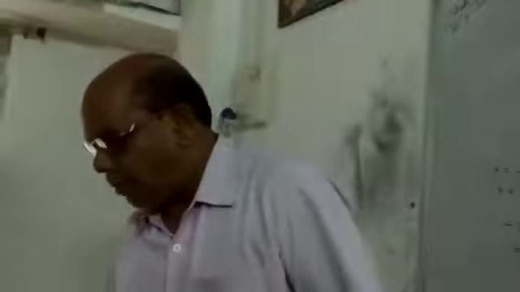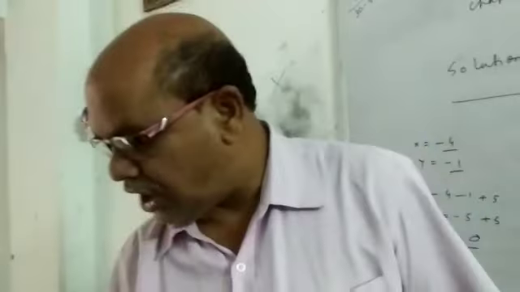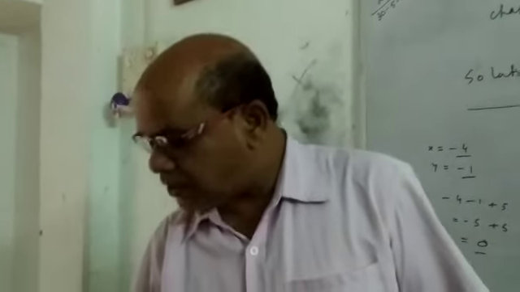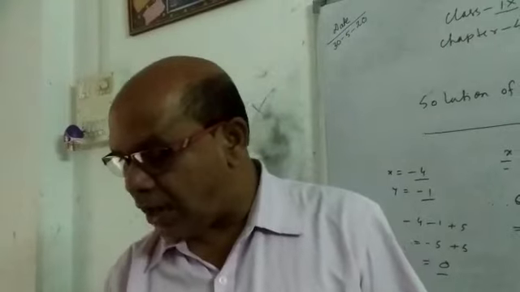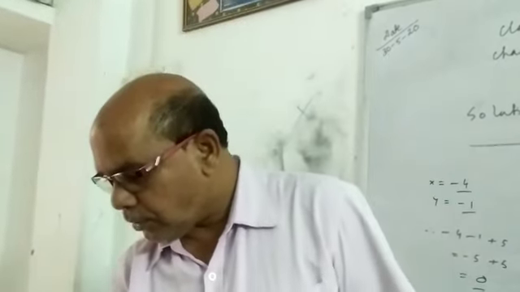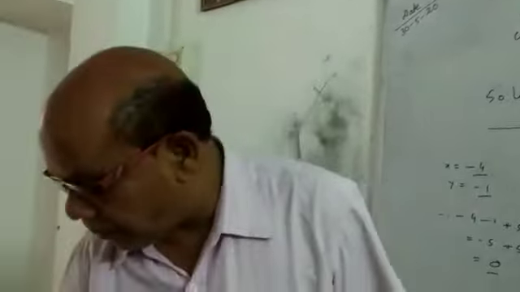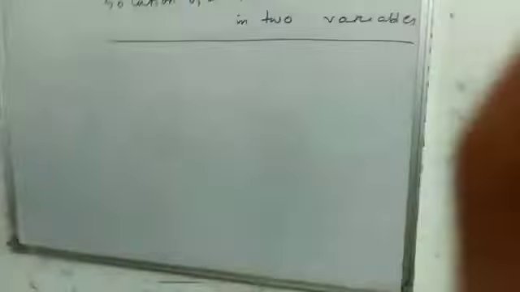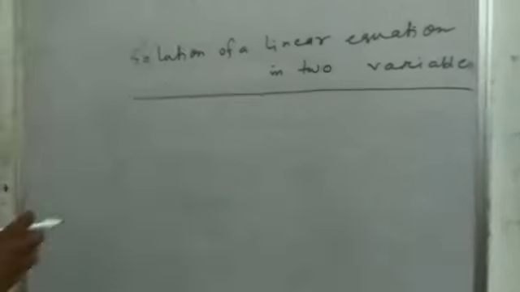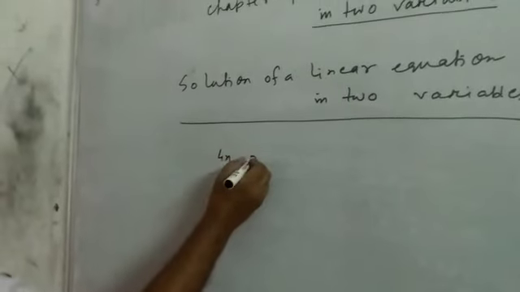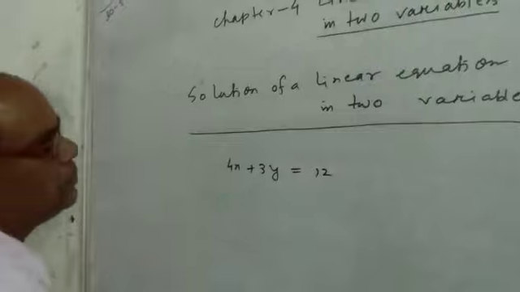Now you see the page numbers, 68, 69. Here so many examples are given about the solutions of linear equations. So one more example. Suppose we have to find the solution of this equation. Suppose it is given that 4x plus 3y is equal to 12.